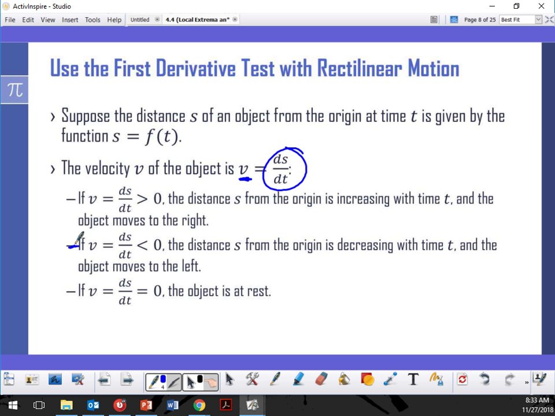Another thing that's good to know, the absolute value of velocity is your speed. If it's positive, you're going away from the start. If it's negative, you're coming towards the start. Does that make sense? That'd be a good thing to write down.